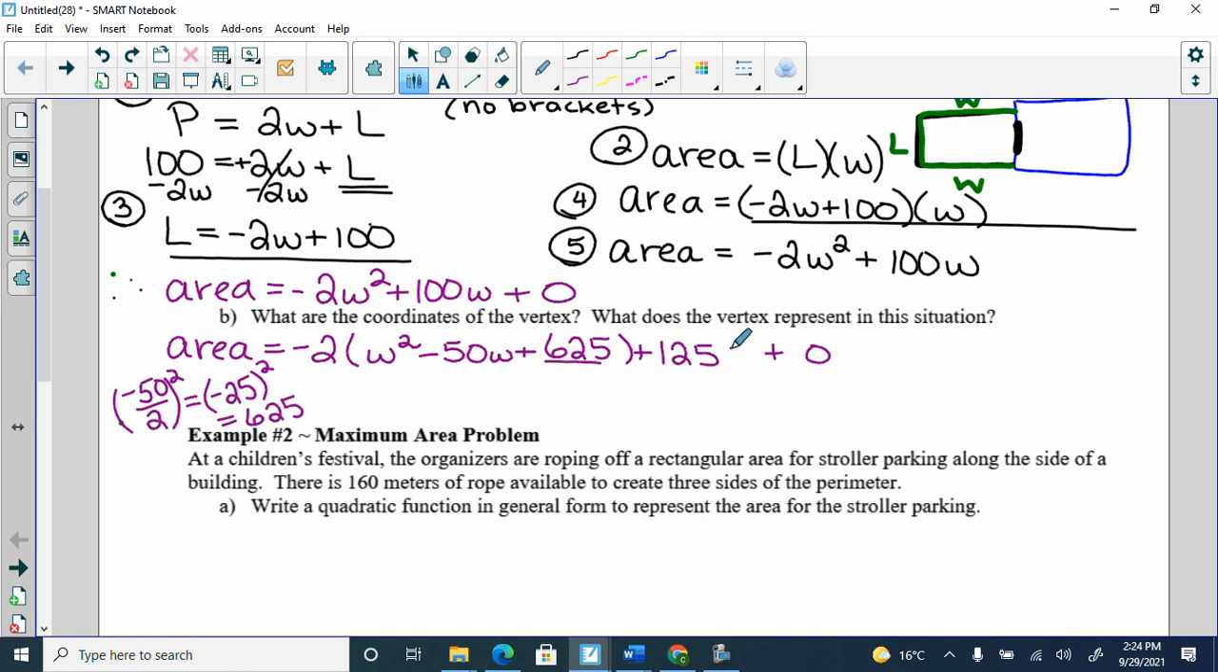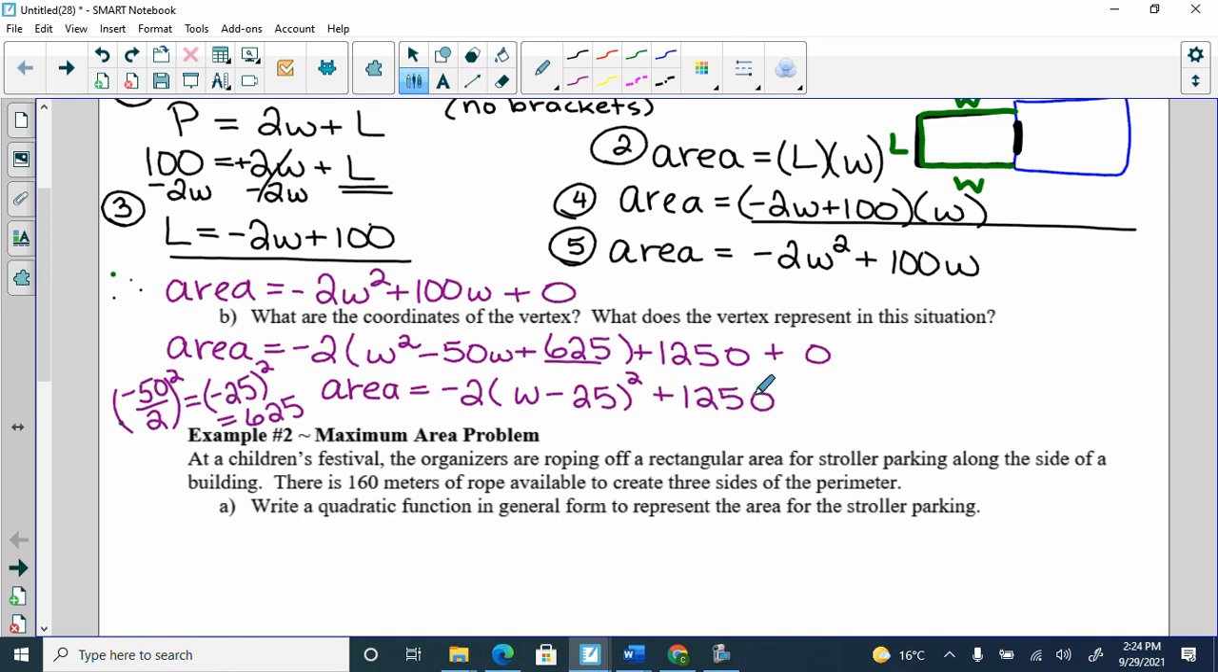So I'm going to add 1,250 plus 0. Then I'm going to get area equals negative 2 times a perfect trinomial square. What multiplies to give me 625 and adds to give me negative 50? If you're stuck, it's always half of this. So it's going to be W minus 25 squared plus 1,250.